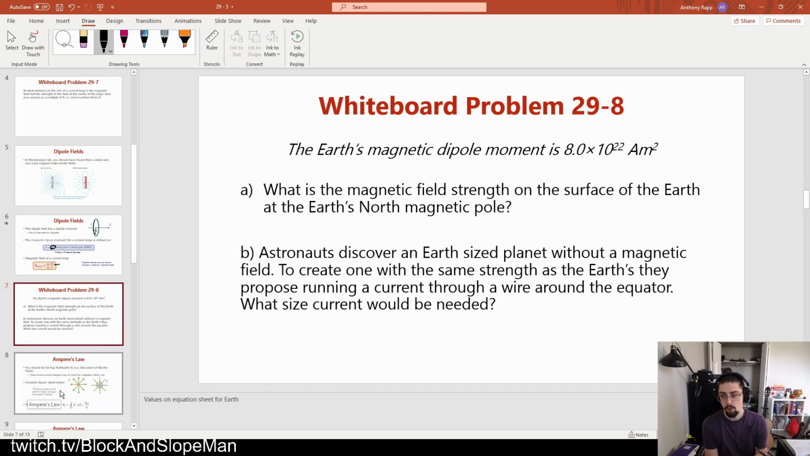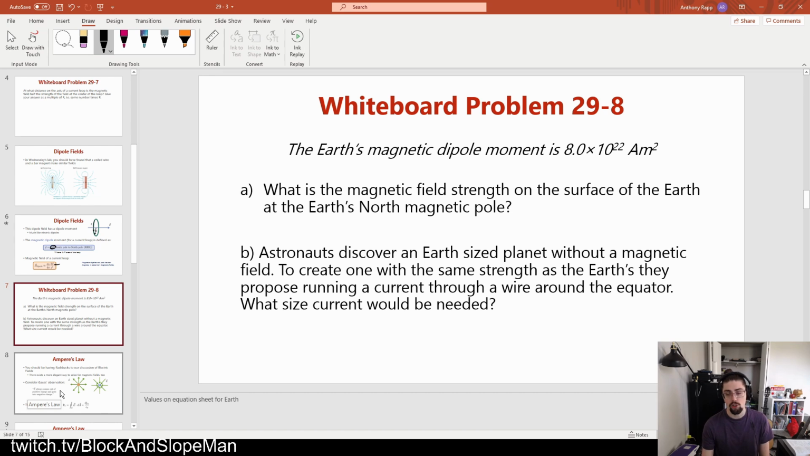So, for example, let's talk about a very common magnetic dipole, one that you probably don't think about very often, but is certainly there all the time. The Earth. The Earth has a very large dipole moment, right? 8 times 10 to the 22nd amps meter squared. So, and you can find this, but let's calculate it. What is the magnetic field strength on the surface of Earth measured at the Earth's north magnetic pole, which is actually the South Pole as we know it?